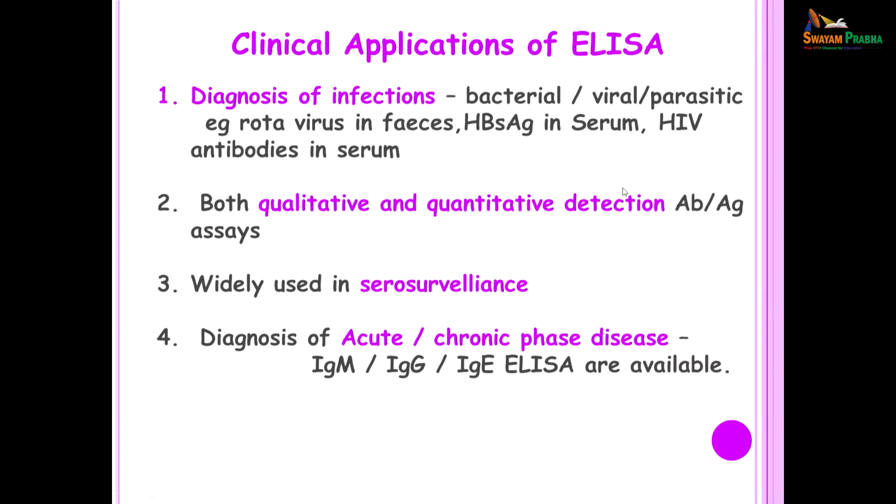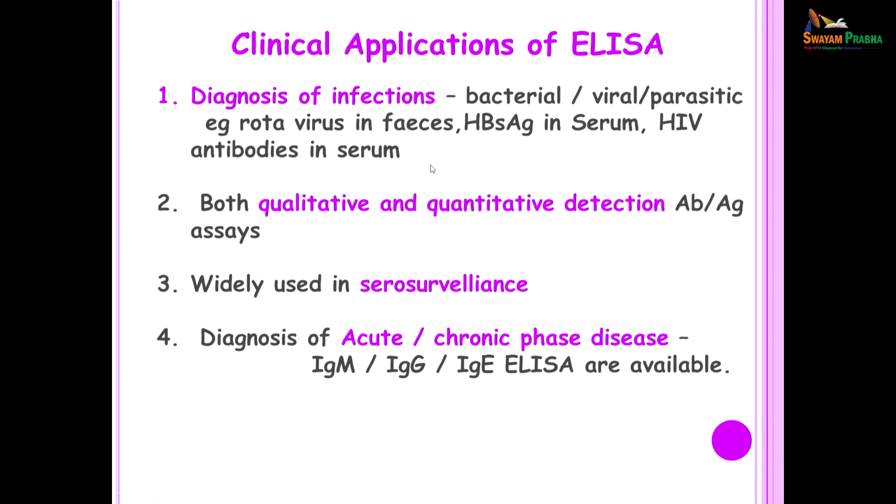Now, the ELISA test takes about 6 hours to perform, and it is used for the diagnosis of various bacterial, viral and parasitic diseases. It can detect the presence of rotavirus in feces. It can detect the presence of hepatitis B surface antigen in patient serum, HIV antibodies in serum. It can detect the presence of HAV, hepatitis A virus, and hepatitis C virus. All these can be detected by the ELISA test.